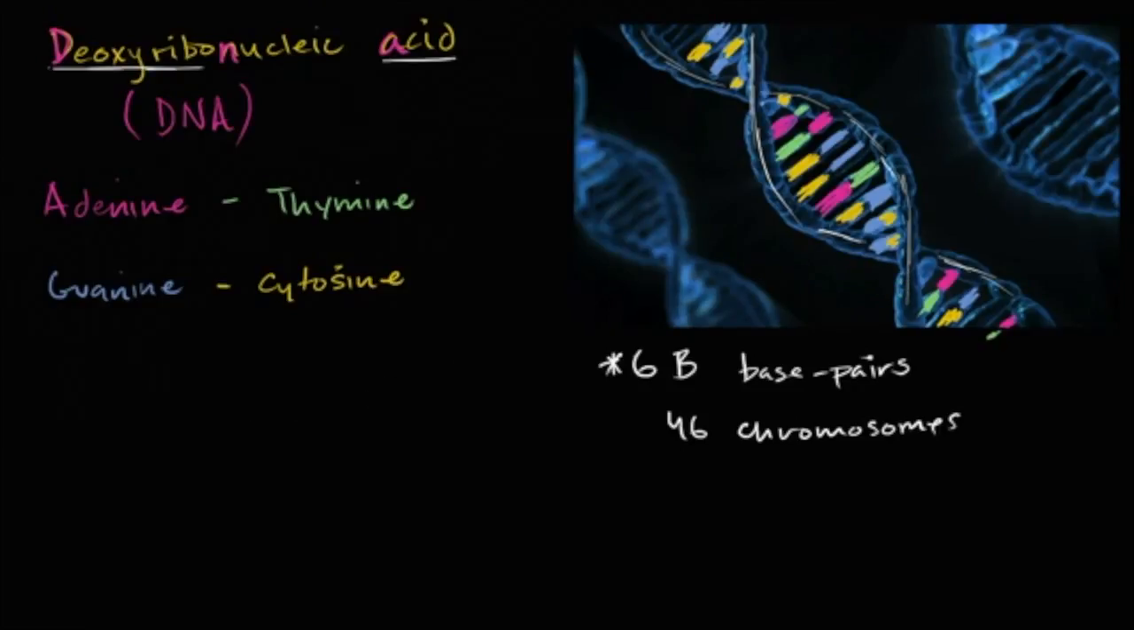The radius of the DNA molecule is on the order of 1 nanometer, which is a billionth of a meter. So you can start to assess the scale of this thing.